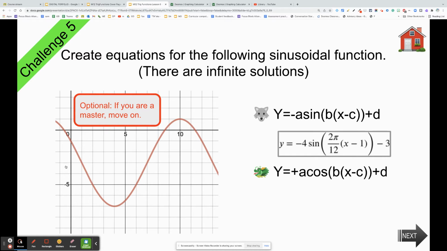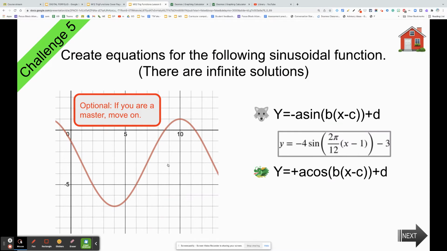So we can see that the vertical displacement here, there's our average right down there at -3. And if I go up 4, there's my amplitude. So I got a -3 and I got a 4. The period here, if I count over, I can count all the way to 12. That's why the period is 12, so 2 pi over 12.